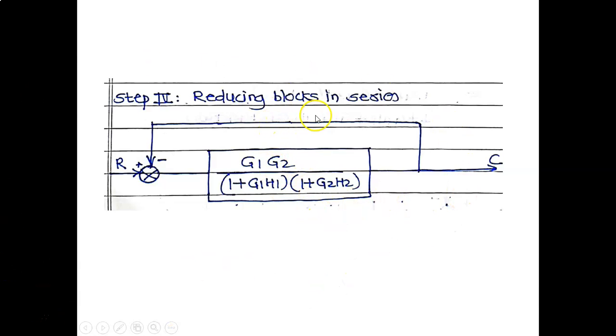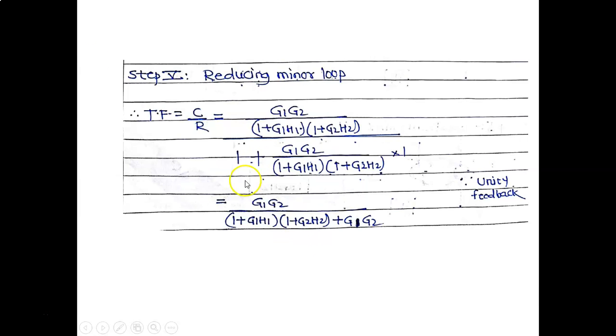Here no block is there, therefore you have to consider that the value of this feedback signal is equal to 1. Therefore, transfer function C(s) upon R(s) is equal to G1 G2 divided by 1 plus G1 H1 into 1 plus G2 H2, divided by 1 plus G1 G2 into 1, because of unity feedback, divided by 1 plus G1 H1 into 1 plus G2 H2. Therefore, transfer function C(s) upon R(s) is equal to G1 G2 divided by 1 plus G1 H1 into 1 plus G2 H2 plus G1 G2, because these two brackets and these two brackets will get cancelled.